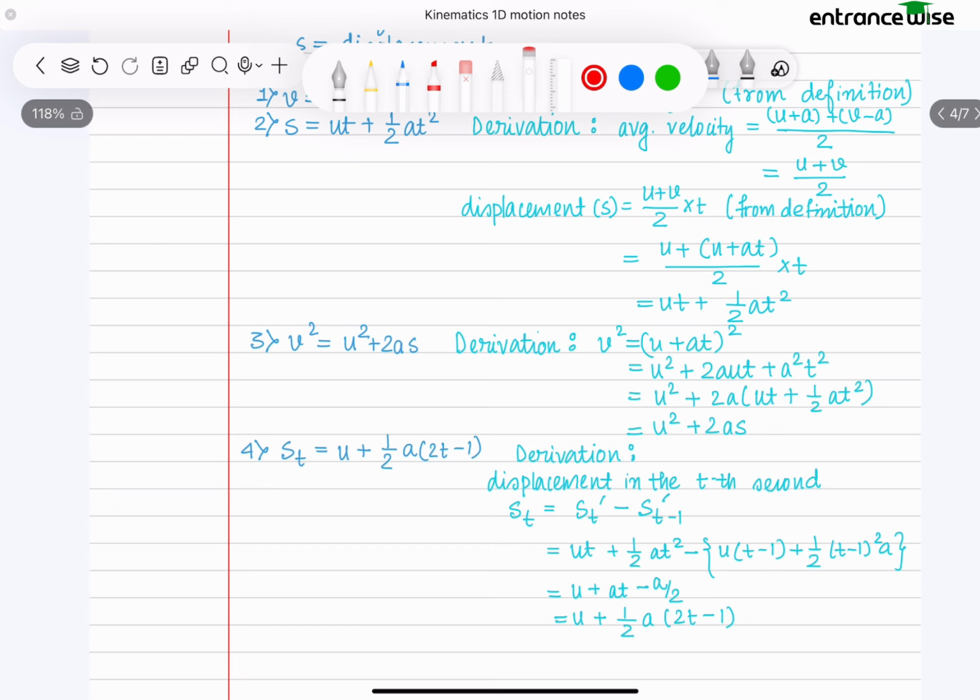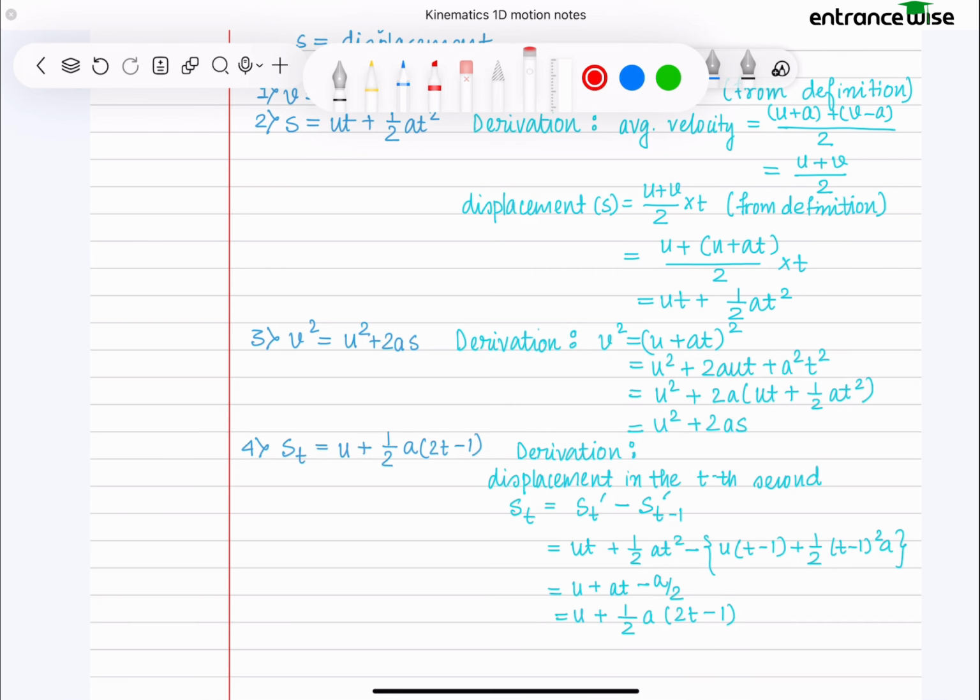Then there is velocity displacement relation. V square equal to U square plus 2AS. In this equation, the final velocity, initial velocity, acceleration and displacement are related with each other. Then there is another displacement equation, St equal to U plus half A into 2t minus 1. This formula is useful for specific cases where the displacement is being measured at particular time intervals.